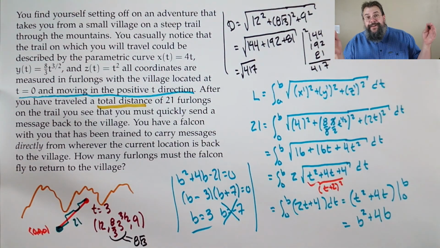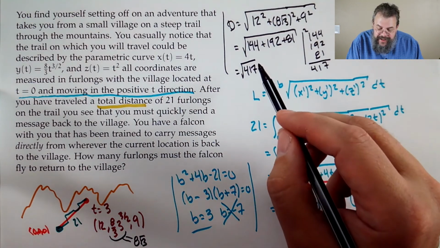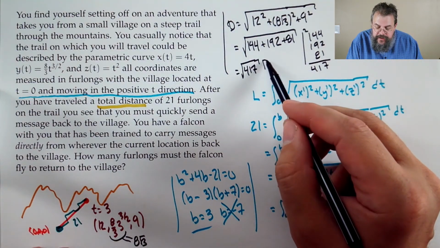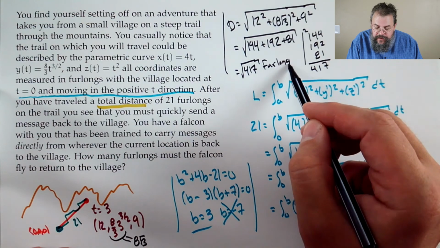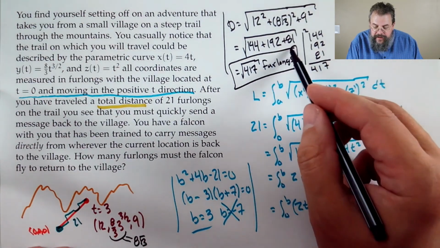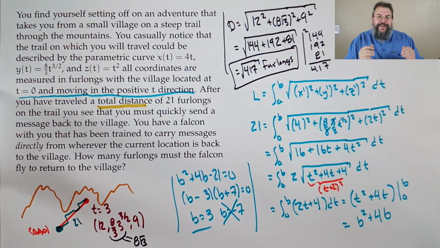And that doesn't simplify any. So that's our final answer, the square root of 417 furlongs. All right, that's the answer. Wow. Beautiful problem, beautiful problem. What a nice one to answer it on.